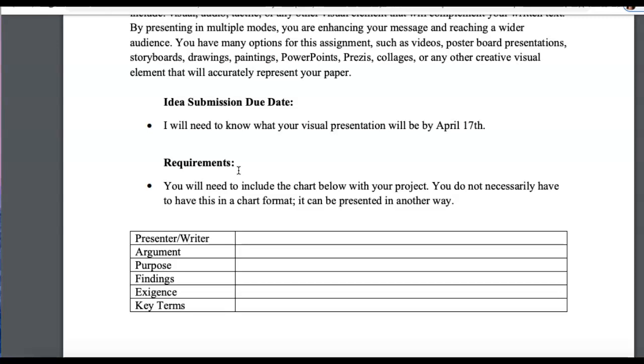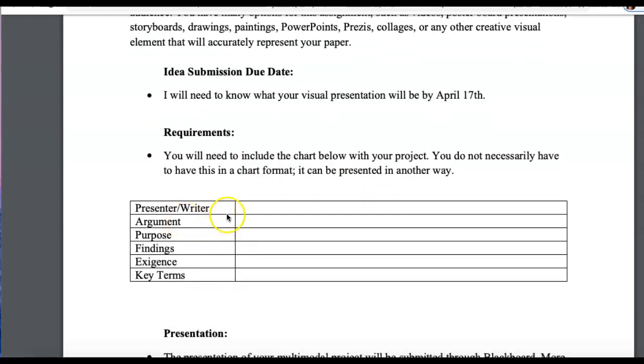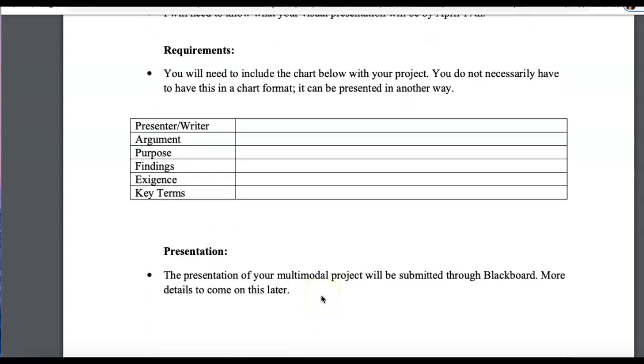But really, just somewhere on your project, anywhere, and I'm going to show you an example of what I'm thinking about, but I did it on a poster board. Your name, presenter, writer, your name. What is your argument? What was the purpose? Findings, exigence, key terms.